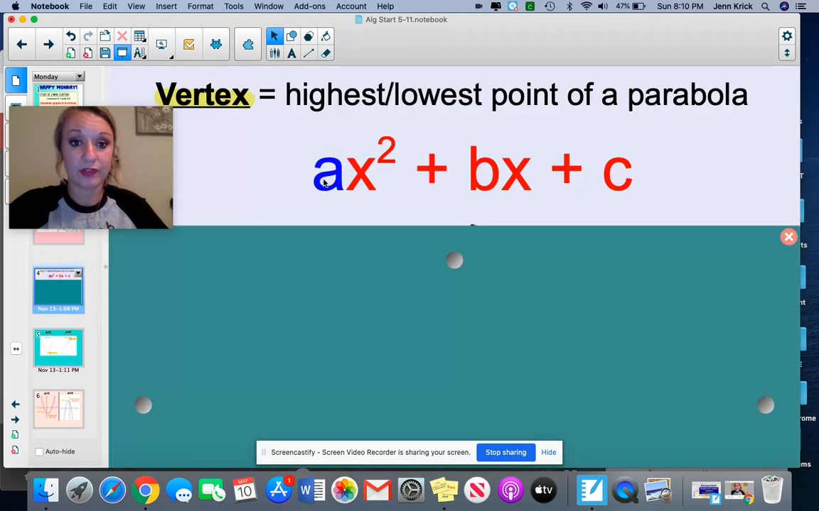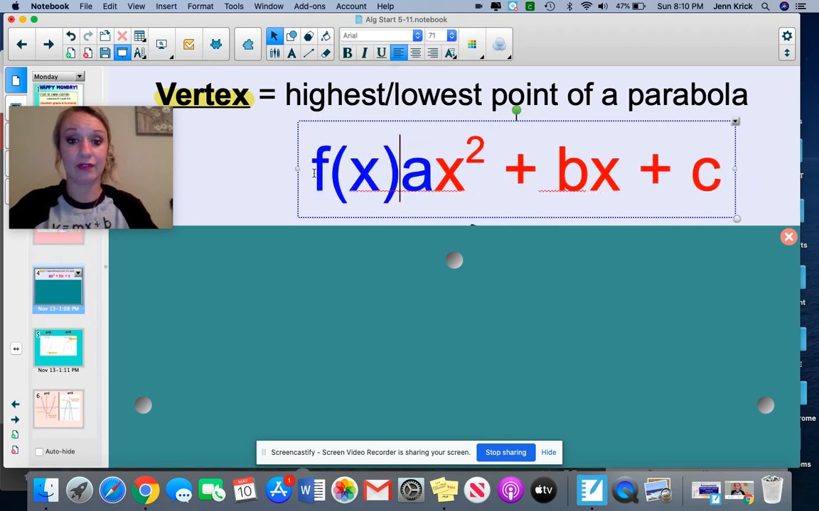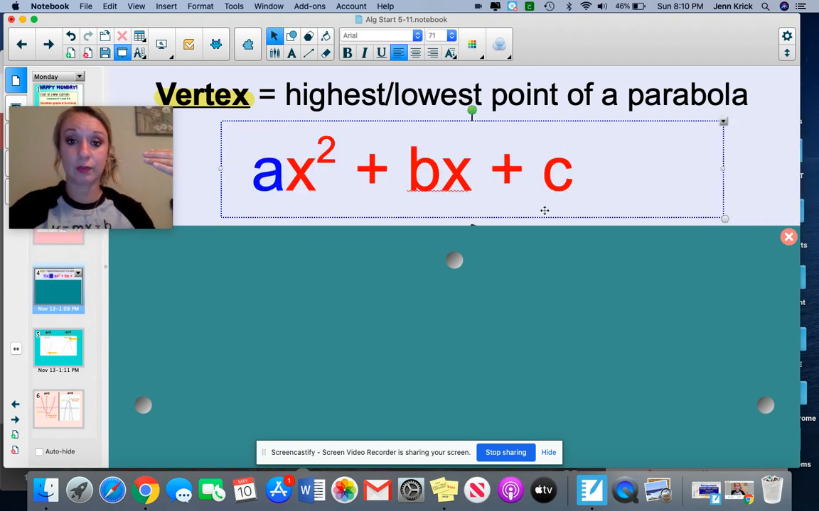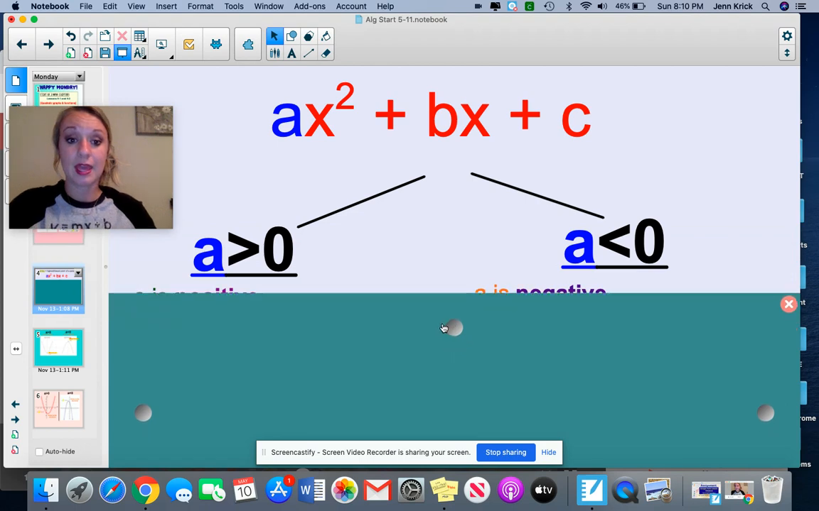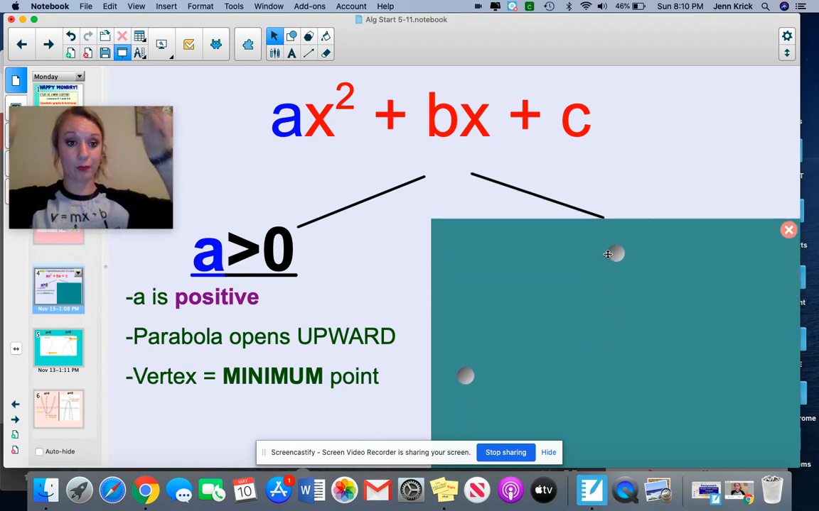The basic form of a quadratic function is ax squared plus bx plus c. You might see this as y equals, or you could see it as f of x equals. It's the same thing, but this is the most basic form of a quadratic function. Ax squared, emphasis on the x squared, plus bx plus c. If a is greater than 0, meaning that it is positive, that means that your parabola will open upward and the vertex will be a minimum.